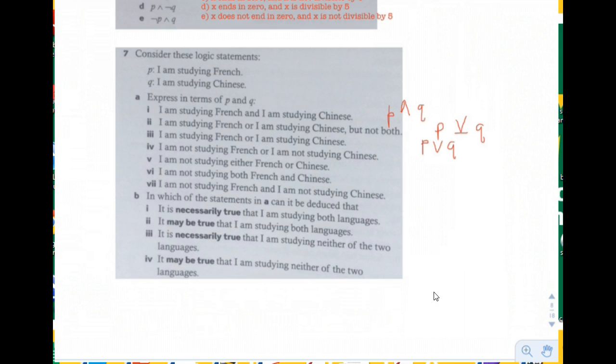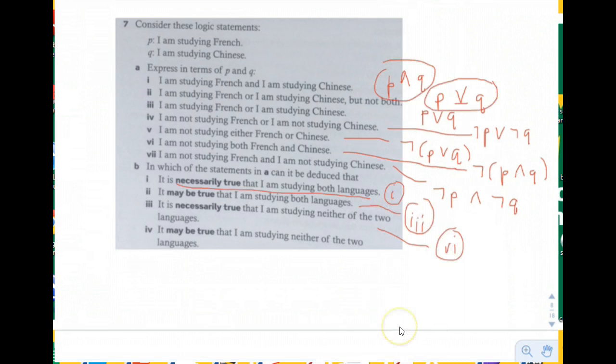I am not studying French or I am not studying Chinese. Okay, that was that one. 5. I am not studying either French or Chinese. So that would be not French or Chinese. I am not studying both French and Chinese. So that would be I am not studying French and Chinese. Last one. I am not studying French and I am not studying Chinese.